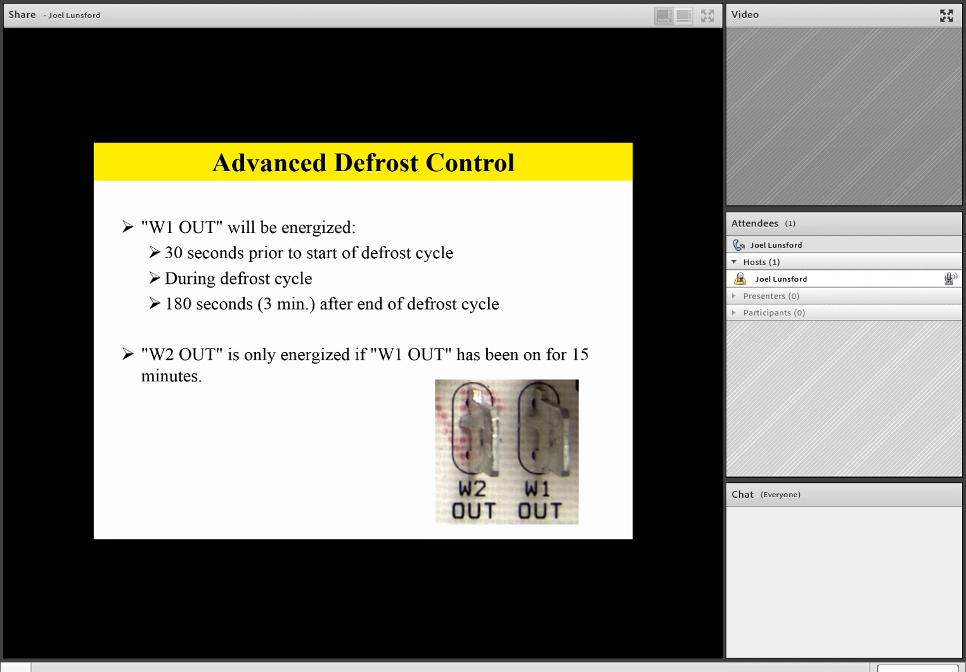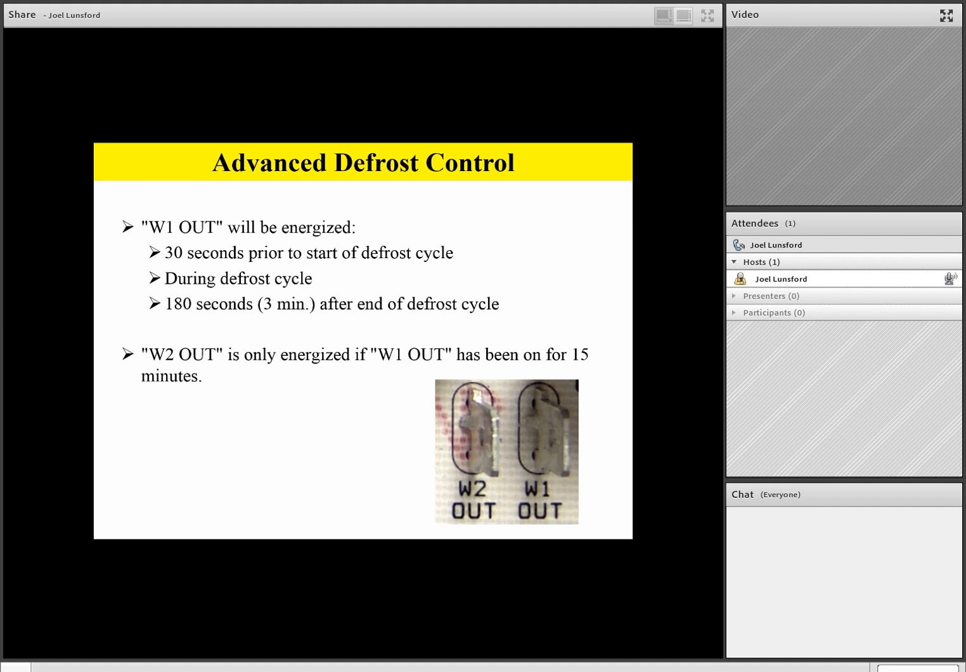Now it should be noted, Y2 out or W2 out would only be energized if W1 out has been on for 15 minutes. So remember, team, the outdoor unit is going to provide a W1 out for defrost, and only W2 out, or auxiliary heat W2, would be energized if you had a 15-minute timeout.